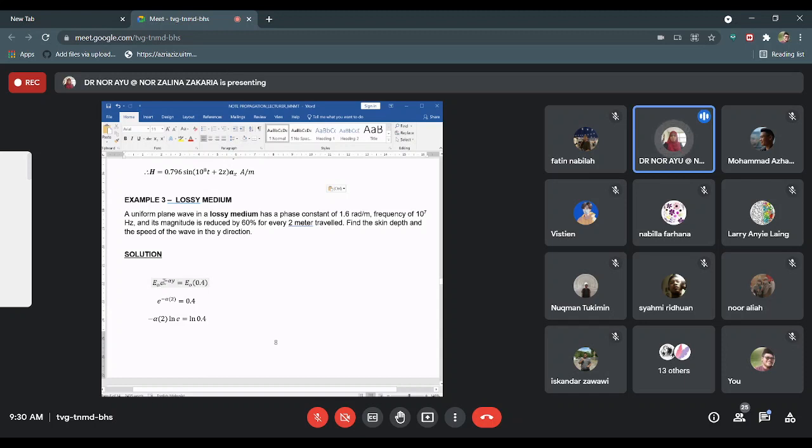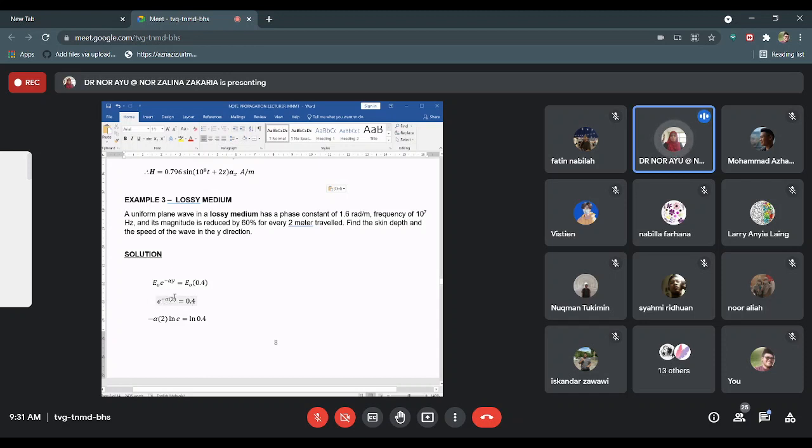Okay, so this epsilon negative alpha y, we can also use to find the percentage of the decrement of the wave propagation. So you can use this equation. E naught equals epsilon negative alpha y, which is equal to epsilon naught times 0.4, because only 40% is left. Okay, so E naught and E naught we can cancel out. So you will have epsilon negative alpha 2 equals 0.4.